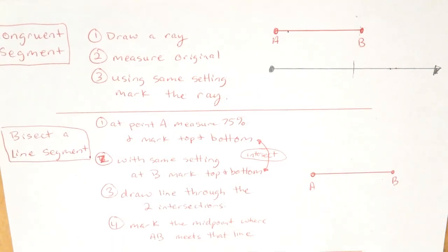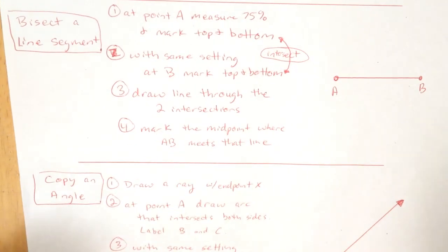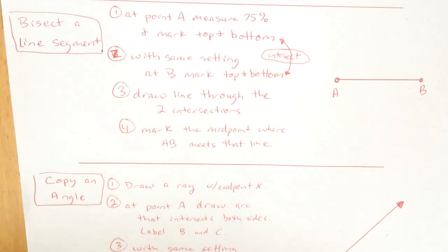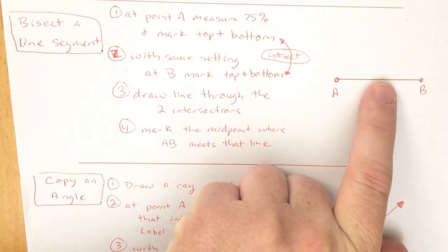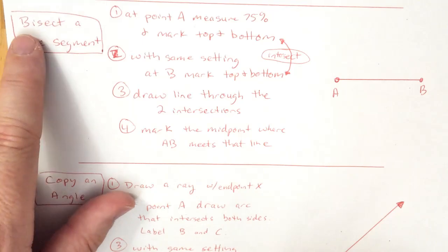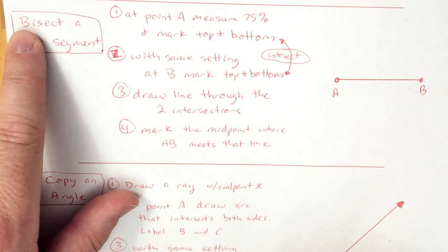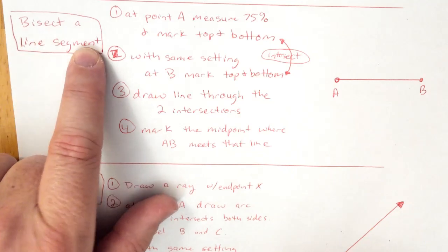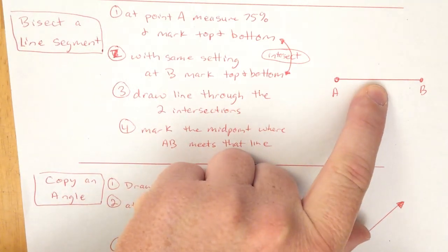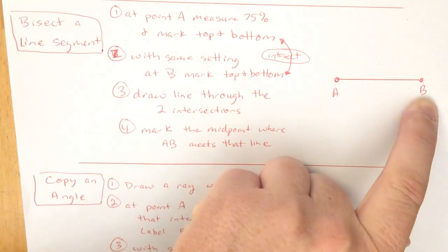All right, next step. What about bisecting a line segment? Here's the line segment. We're going to find the middle of this segment. Bisect means to cut, so make two equal sections. We're cutting a line segment into two equal sections, so we're going to have half a line equals half of a line.